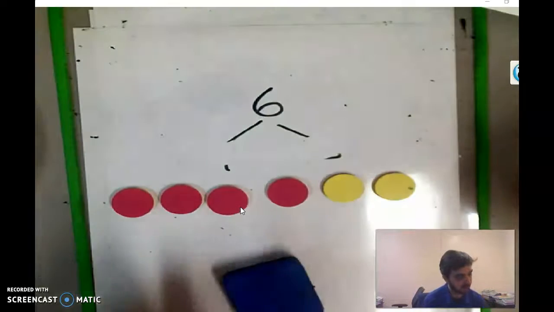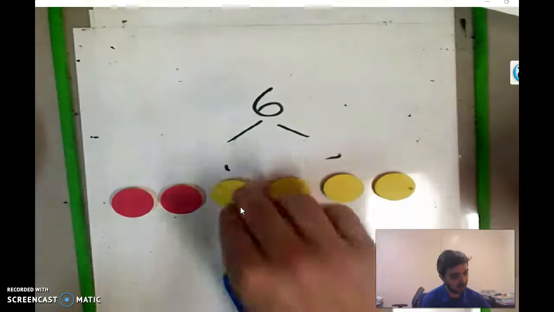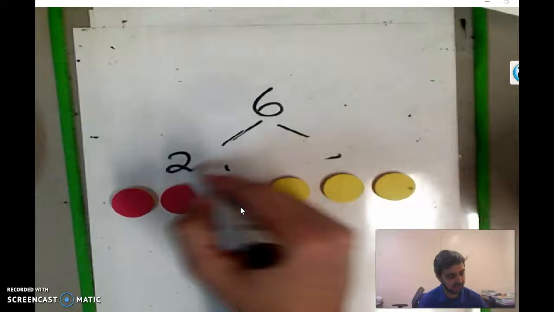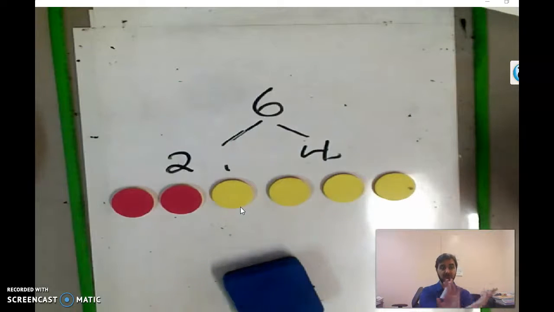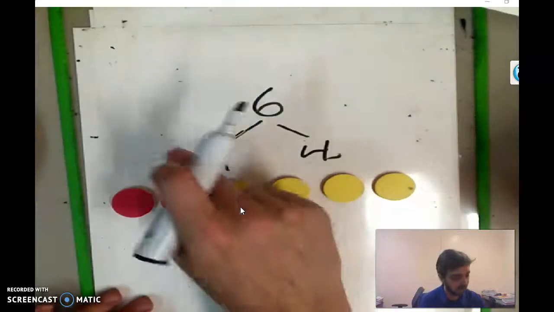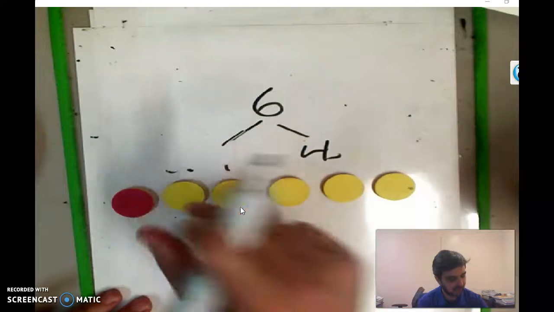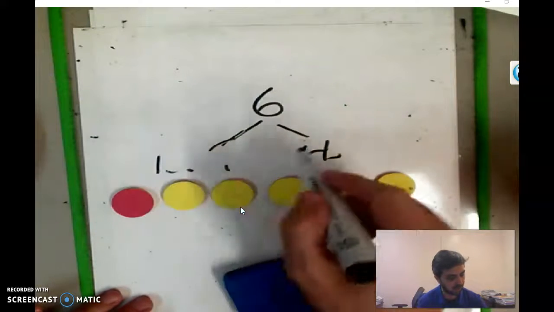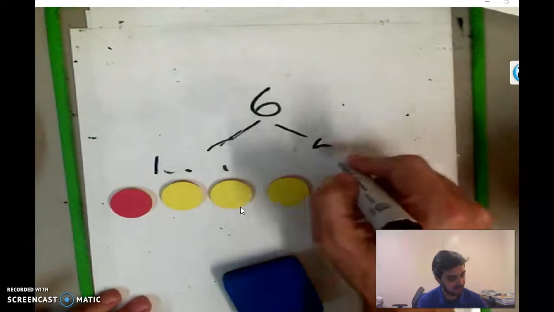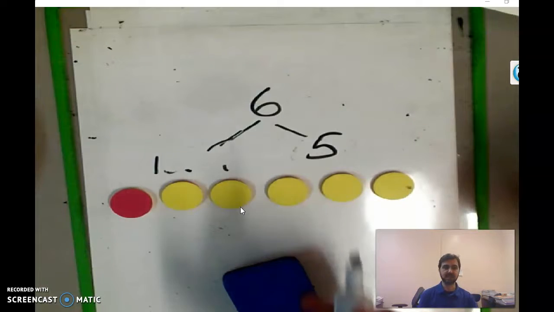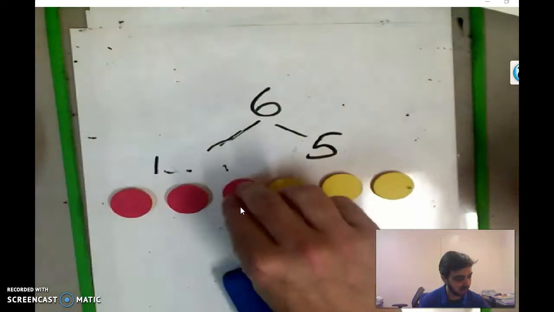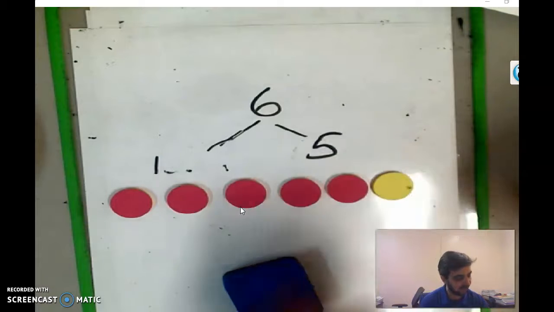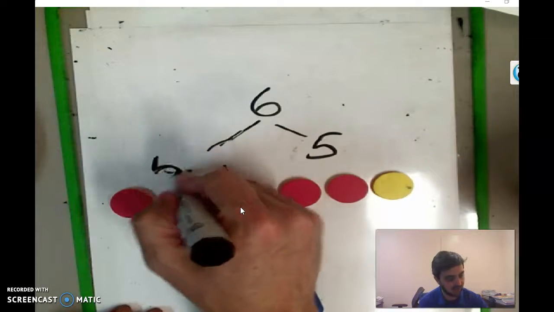Or, watch this little magic trick. Boom, boom. It could be 2 reds and 4 yellows. Remember I was talking about it doesn't matter which order it goes in? Raise your hand if you got this. Anybody get 1 red and 5 yellows? Yeah, you can break 6 into 1 and 5, right? Or it could be 5 and 1, because right now I have 5 reds and 1 yellow.